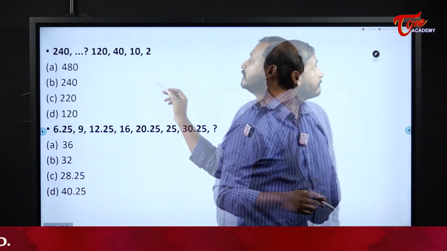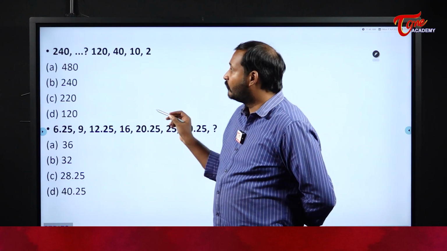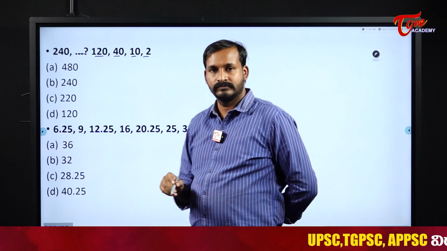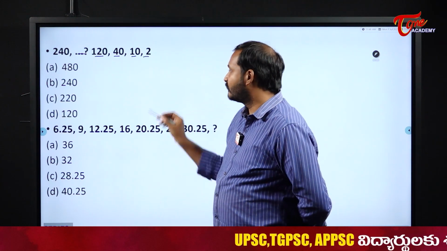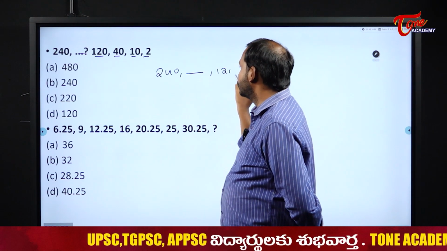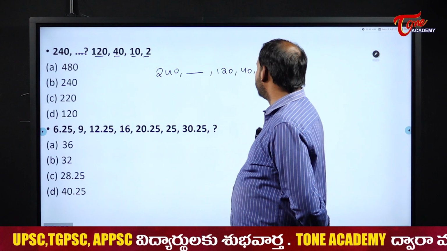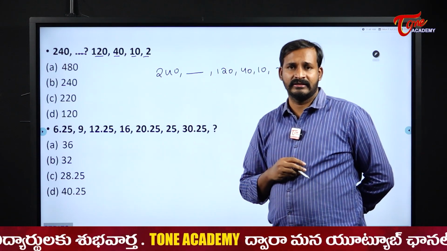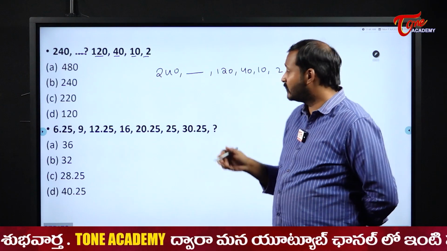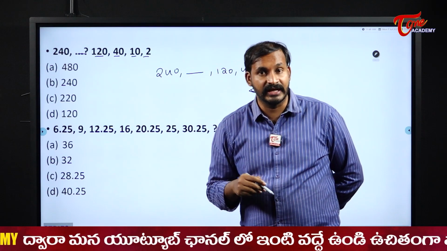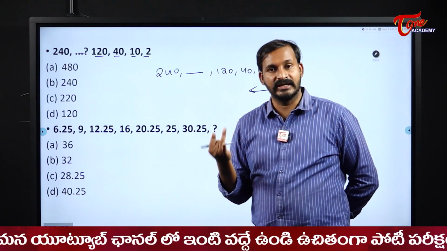Next one. Now, please observe here students, 240, something is missing here. Next 120, 40, 10, 2. Now, please observe carefully. If I see 240, empty space, 120, 40, 10 and 2. The second number is left here, so instead of that, I will check in this direction. From 2 to 240, the jump is very high. That means there is a chance of powers and products.